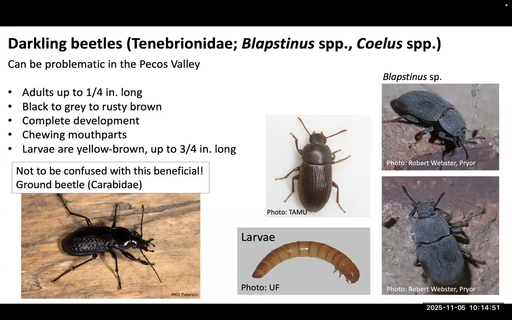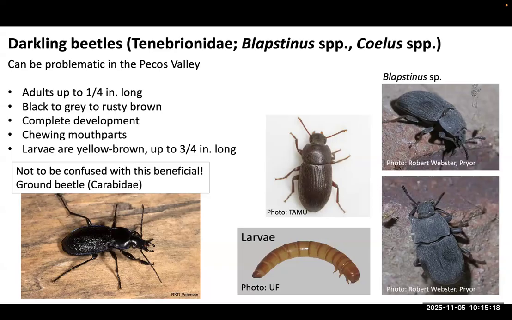They are little beetles. The adults get up to about 1/4 of an inch long. They're kind of drab in their colors: brownish, grayish, blackish. They have chewing mouth parts. The larvae look kind of like wireworms, right? They're kind of cream colored, and they're longer than the adult insect. They can get about 3/4 of an inch long.